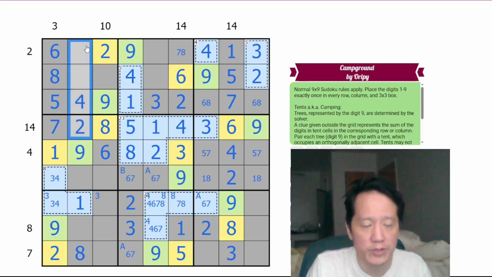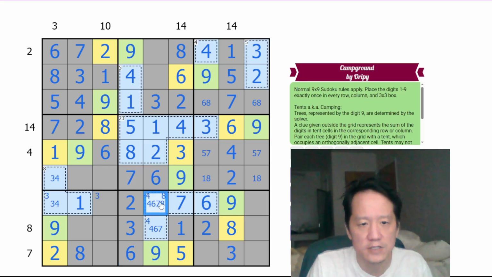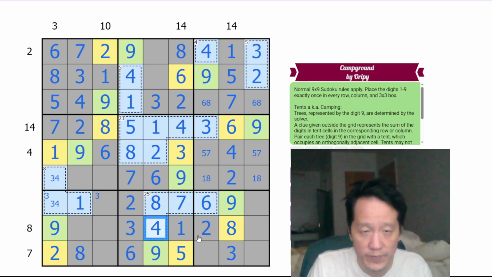1 can no longer be here in box 1, so this must be a 1. The remaining digits in box 1 are 3 and 7, but this can't be 3 because of that 3, so this is 7, which makes that a 3. This 7 means this can't be 7, so this is 8, which makes that a 7. This 7 means these can't be 7, so these must be 6s each, which makes that a 7, which makes that a 6. This has to be 4 and 8. Well, where's the 8? The 8 can only be here, which makes that a 4.